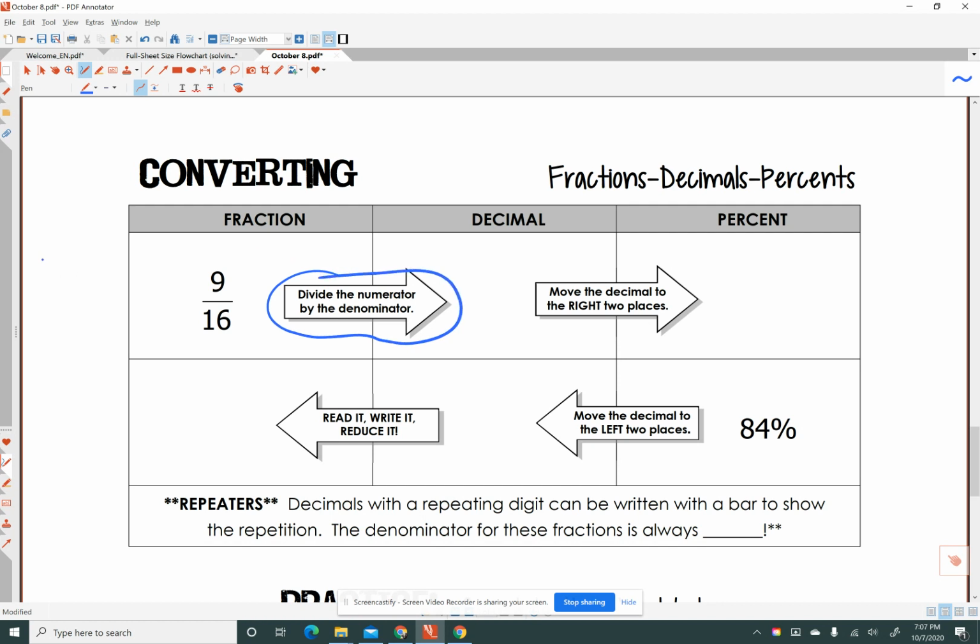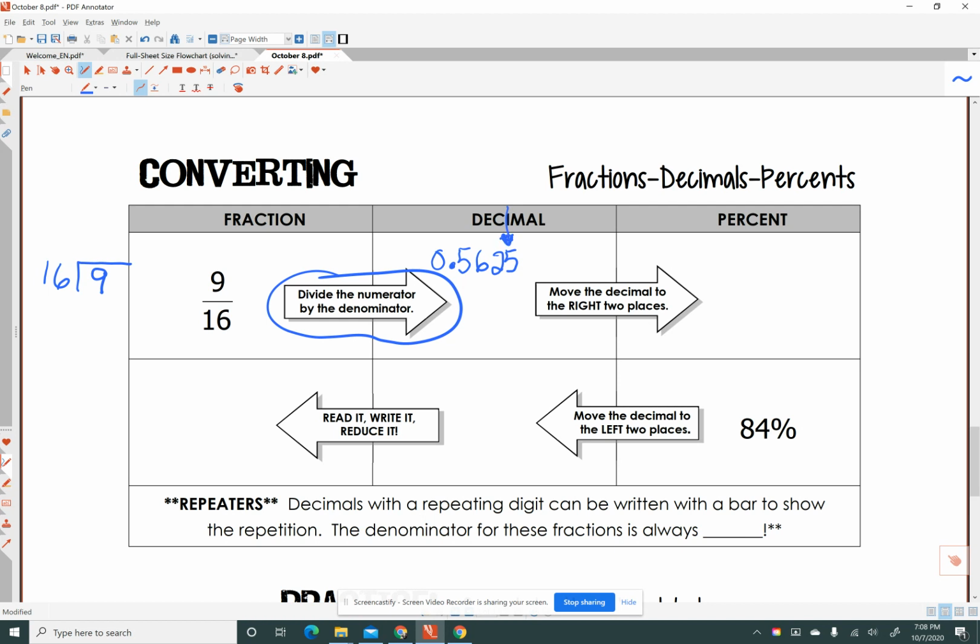So we would take 9 and we would divide it by 16. And we can do that by hand or we can use a calculator. And if we do use a calculator, we would see that if we went out to 4 decimal places, we would have an answer of 0.5625. I love to put that heads up 0. Remember, this is the thousandths place.